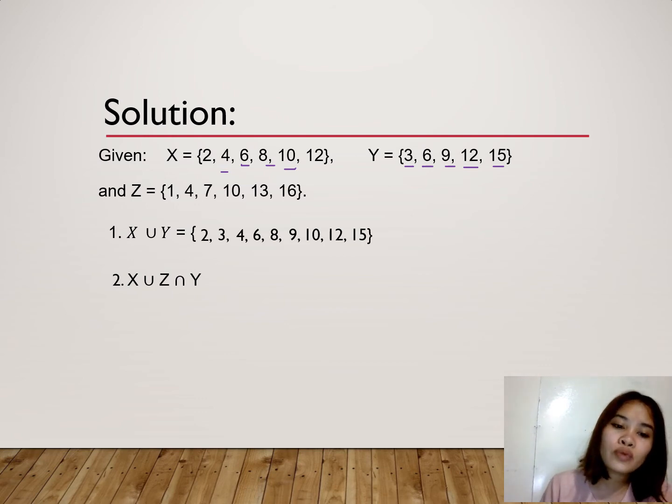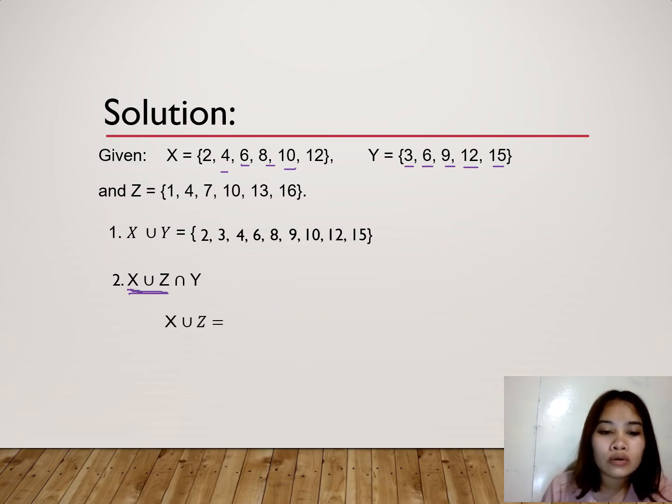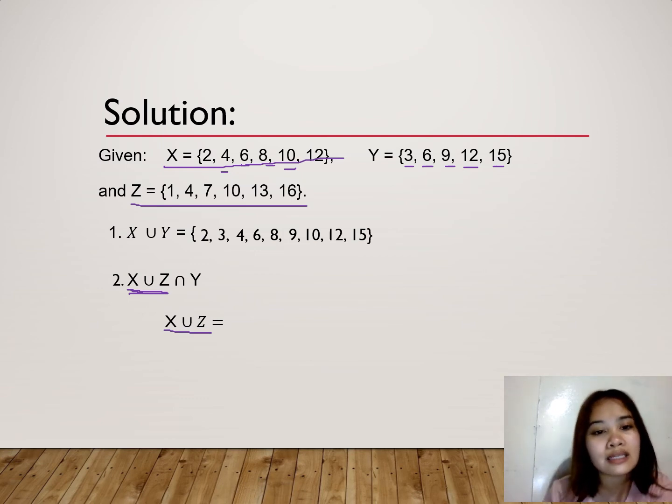So how about if we have this X union Z and then intersection Y? X union Z and Z intersection Y. So first, imano-mano na to siya solve. So para dili mo malibog o para mas masabtan ninyo siya, we will just solve it first, this one. Let's do this first. So X union Z. So this is our X and this is our Z. So you will write or we will write the common or i-combine nato tanan elements sa X and Z.